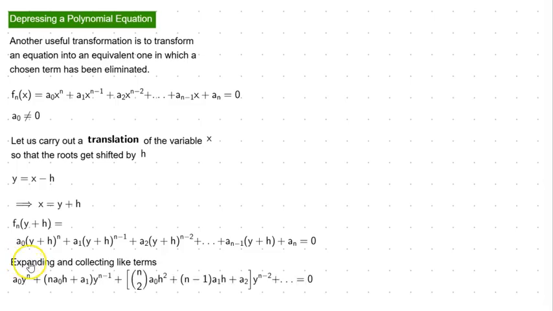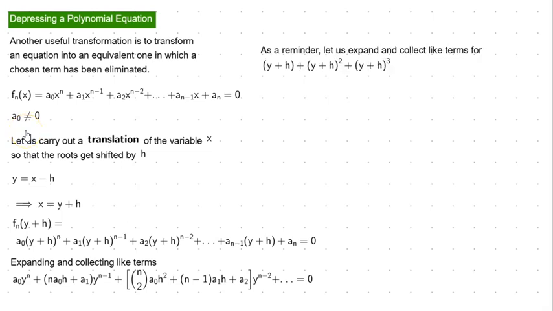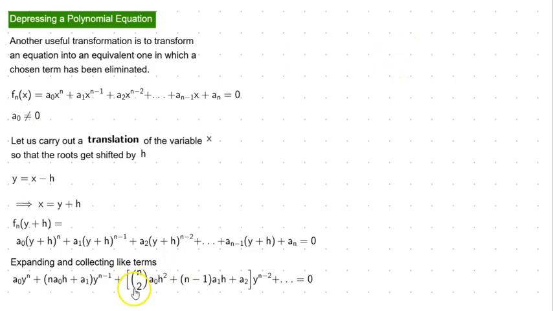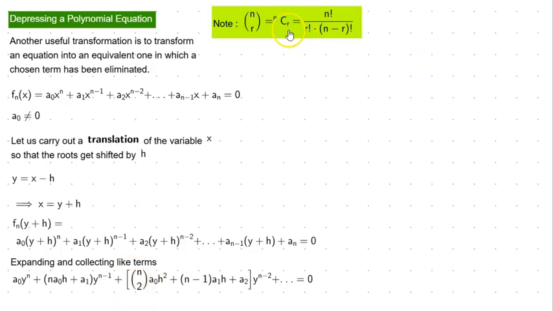Now, expanding and collecting like terms. Let's very briefly look at an example. As a reminder, let us expand and collect like terms for (y plus h) square plus (y plus h) cube. Now here, this notation within brackets n and 2, that is the combination nCr, which is equal to n factorial by r factorial times (n minus r) factorial.